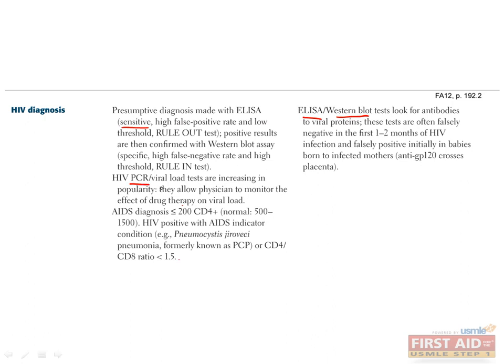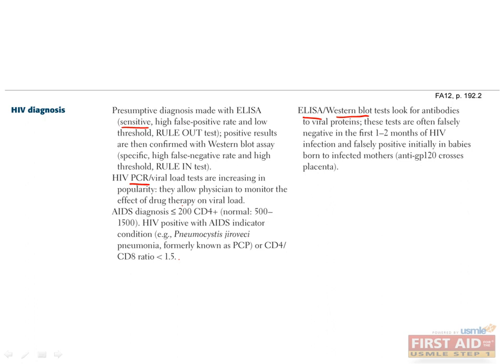PCR of HIV DNA is used to determine the patient's viral load and monitor efficacy of treatment. It's also used to screen for HIV infection in newborns of HIV-positive mothers, since there is a high false positive rate in these babies due to antibodies crossing the placenta.